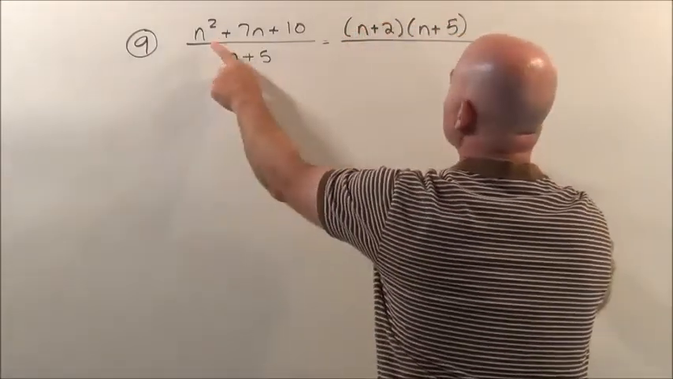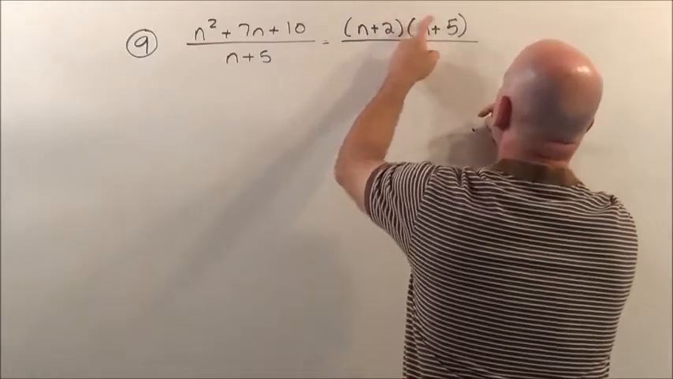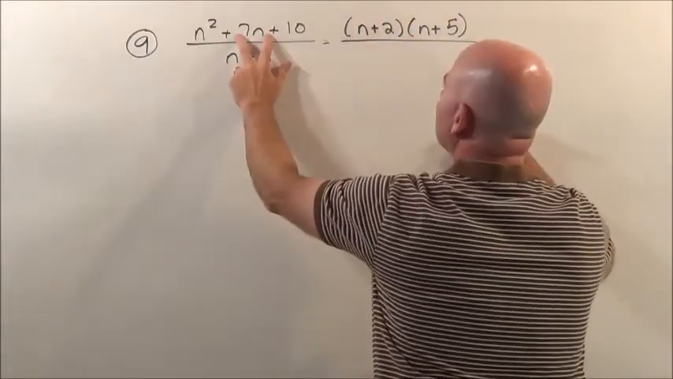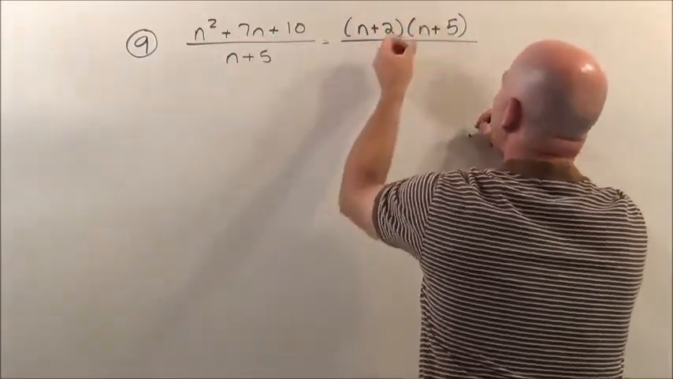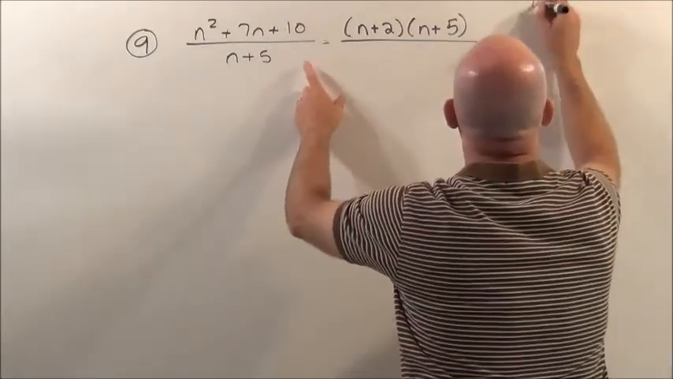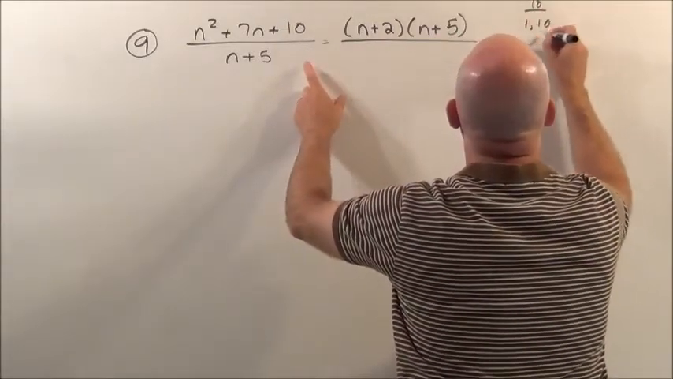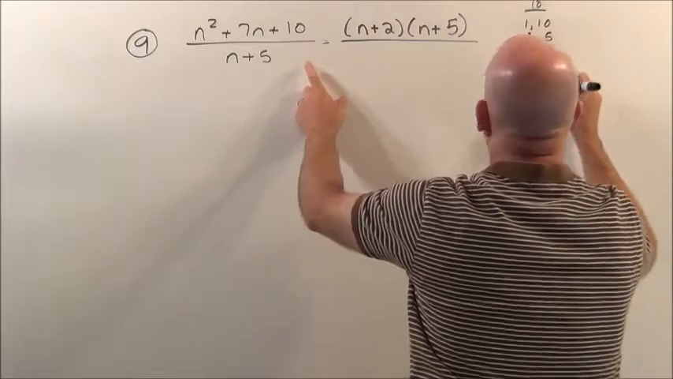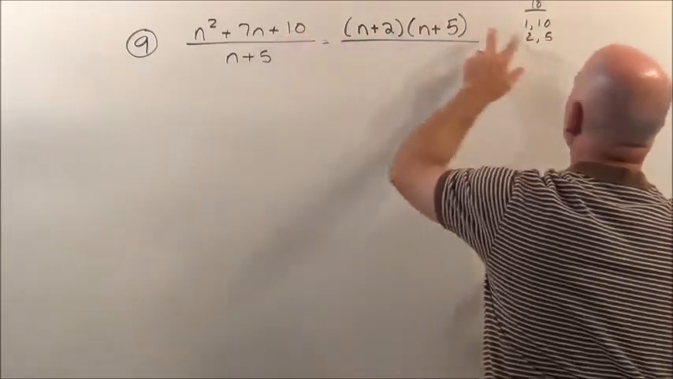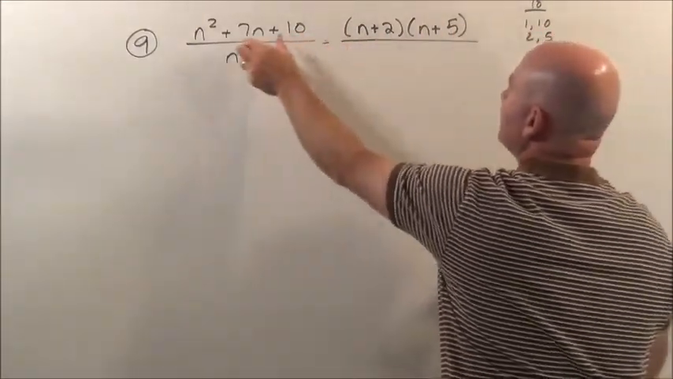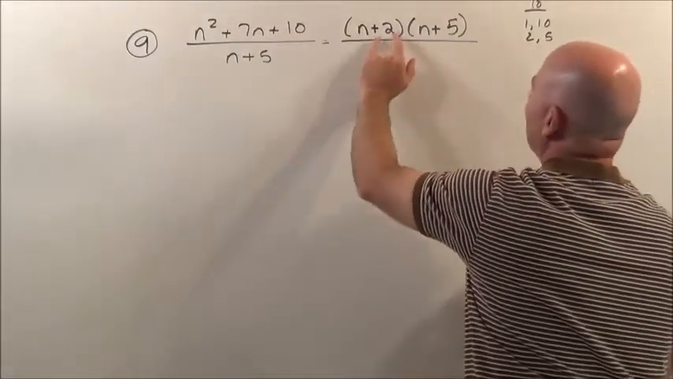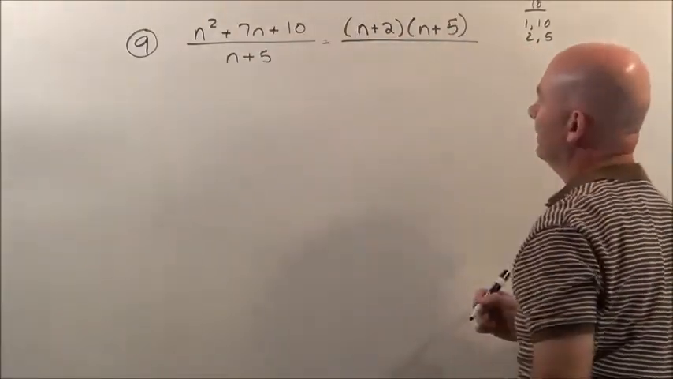Notice n times n is n squared. The inner piece 2n, the outer 5n, that gives you your 7n, and 2 times 5 is 10. And again, I just simply took 10 and I said, hey, factors of 10 are 1 and 10, 2 times 5, that's what would create the 10. And what added together creates the 7n? Oh, that's the 2 and the 5. That's how I knew it had to be the 2 and the 5 there.